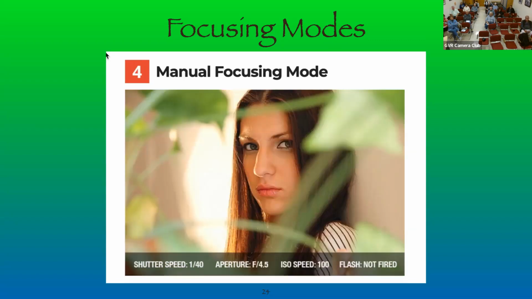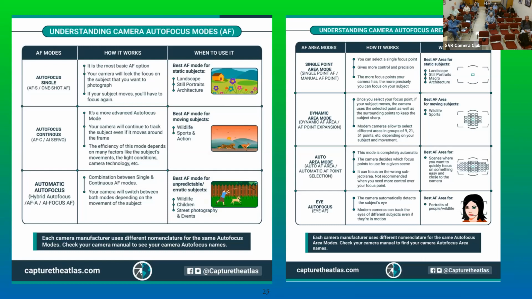Okay, how are we doing here? How about autofocus modes? These are probably extremely difficult to read.